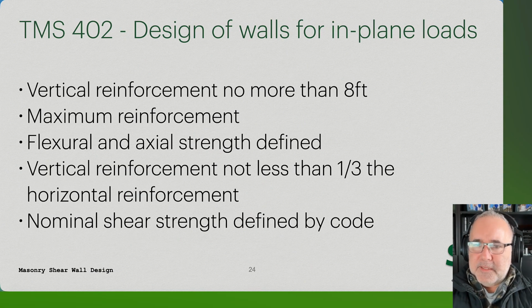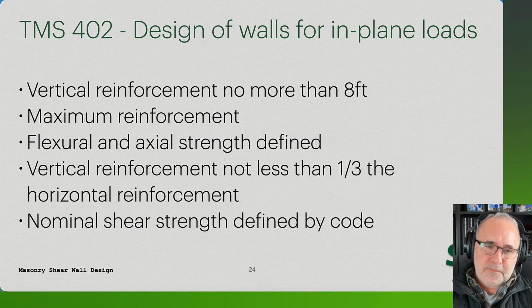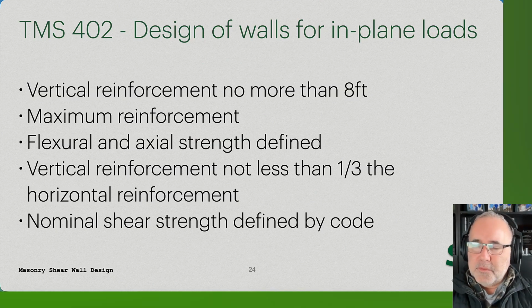For that, again, the TMS code gives us other provisions in here for reinforcement: where reinforcement should be located, the maximum spacing of reinforcement, the ratio of vertical reinforcement to horizontal reinforcement, and then the shear capacities that are defined by code. So all of that is going to be within the TMS 402 code.